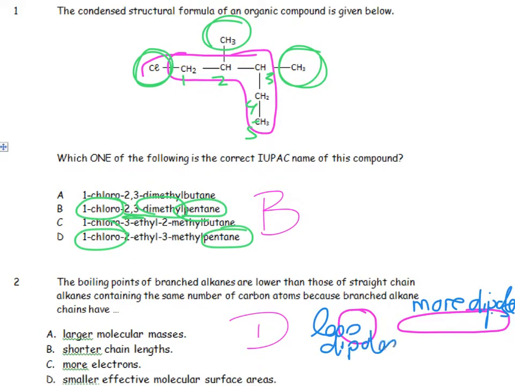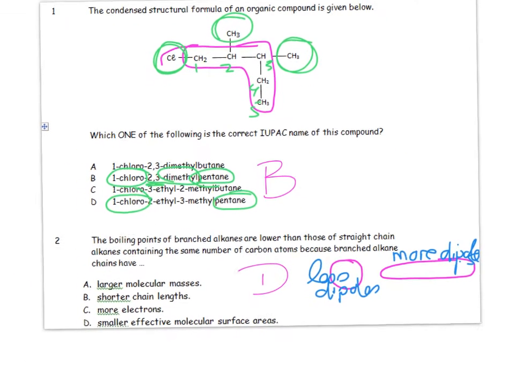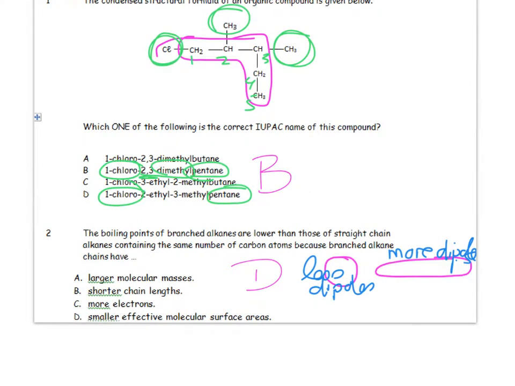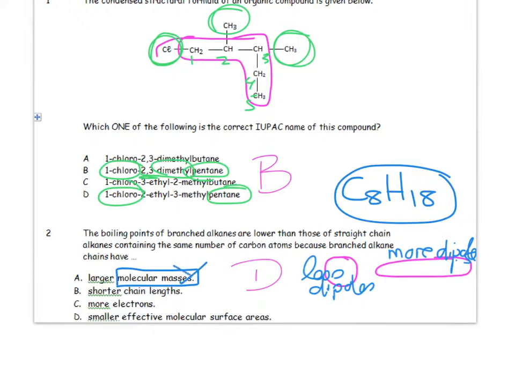So taking a look at the options that were given to us in this one, smaller effective molecular surface area. Larger molecular mass: earlier we were just dealing with C8H18, we saw all sorts, that was petrol. We saw all sorts of different branches there. The molecular mass doesn't change with different isomers, so that's not true.